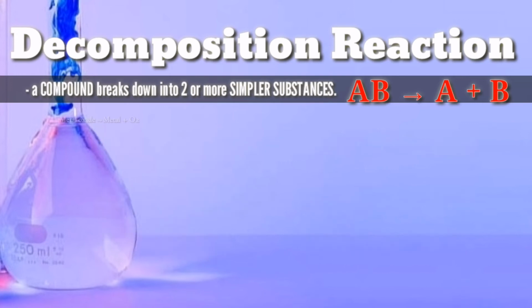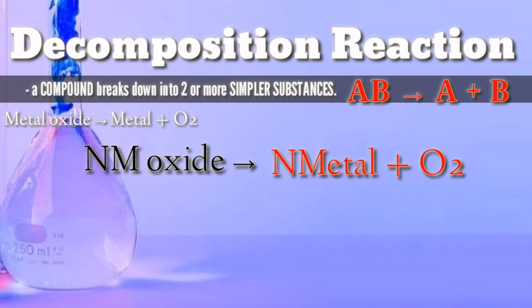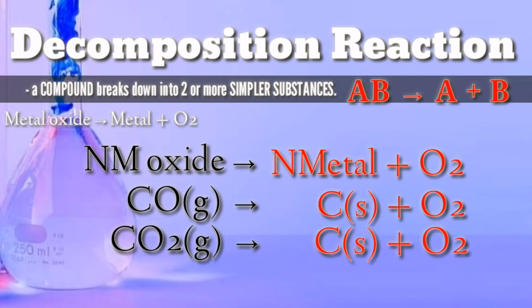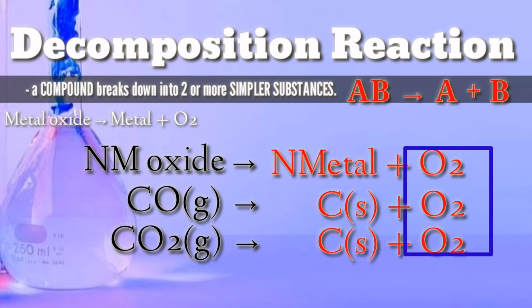And if our reactant is a nonmetal oxide, when decomposed it will produce a nonmetal and oxygen gas, for example. When carbon monoxide is decomposed it will produce carbon and oxygen gas. Same with carbon dioxide, it will produce the same products when decomposed. The products would always be a nonmetal and oxygen gas. Were you able to follow?